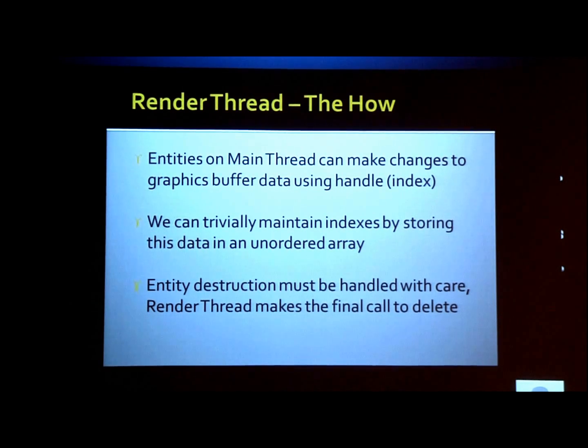But entity destruction is a really dangerous thing here, and you have to be very careful with it, because you can't just remove from one place or the other. You have to do kind of a soft remove from the main thread. So the main thread is unlinking it from any lists that it might be in where it's being updated. And now the render thread has to just be notified, hey, make the final delete call here. And the render thread will be the final say in destroying objects.